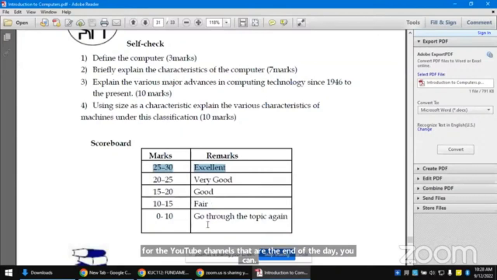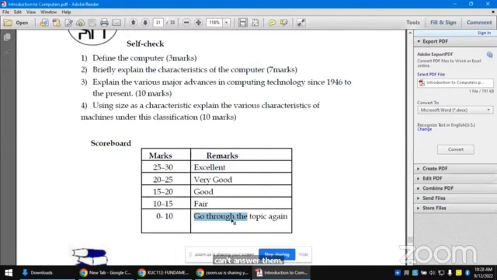So go through these questions. If you can't answer them, then go back and read first, go back through the topic again, then listen to the videos we've gone through today from your LMS system. How do you get these notes? These notes, you go to the LMS under resources.